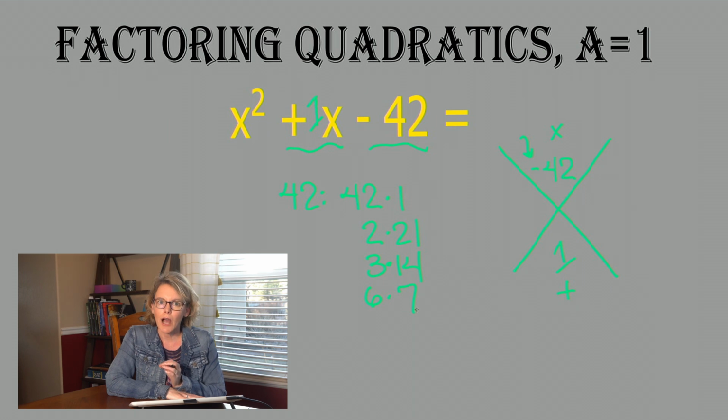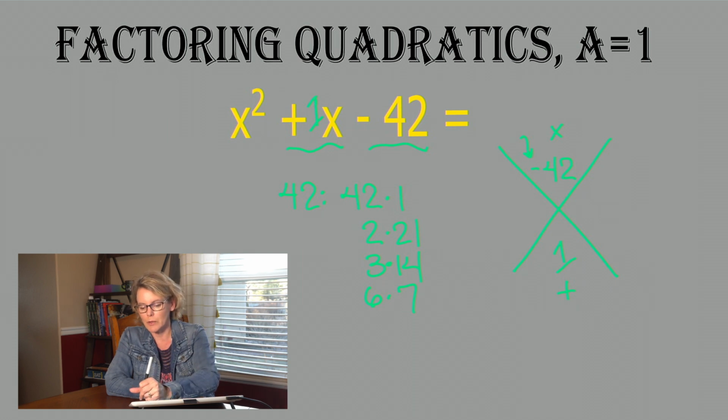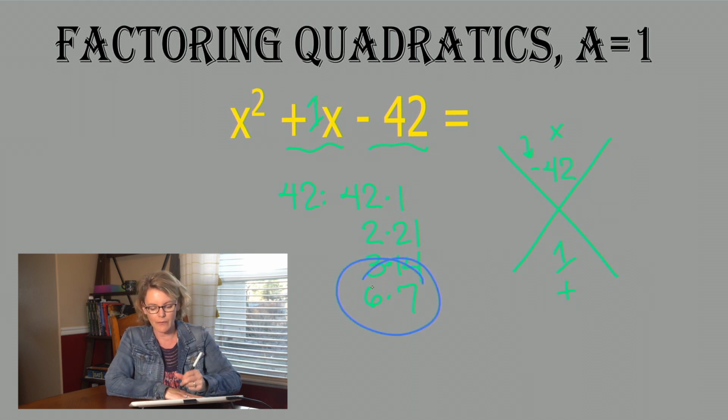Okay, so we've got that good information. Now, we know that one has to be positive, one has to be negative, and they have to add up to 1, which means that they're actually getting subtracted. So can you see which ones of these factors are going to add or subtract to equal 1? Yes, it would be that 6 and a 7.